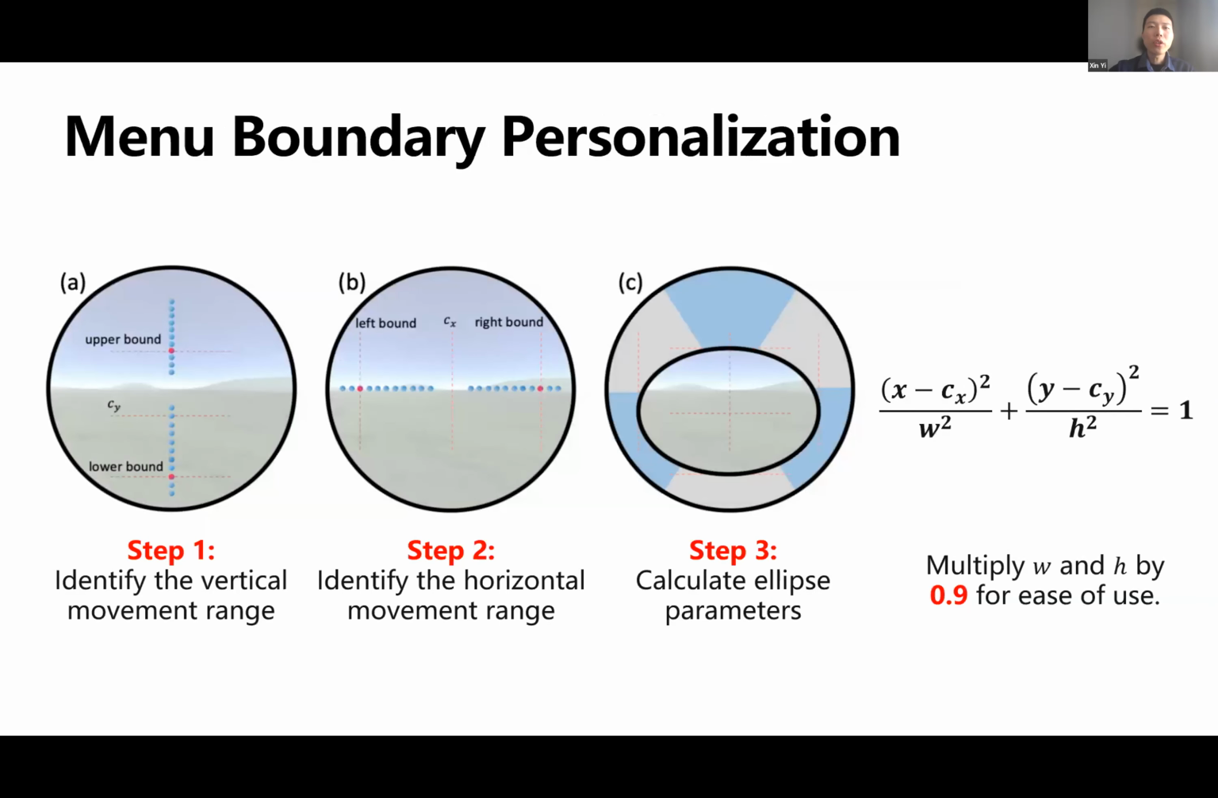Now, according to the results above, we designed a personalization process for GazeDock, including identifying the vertical and horizontal movement range of the user's gaze, and then calculating the ellipse parameters. We finally multiply the height and width of the ellipse by 0.9 for ease of use.